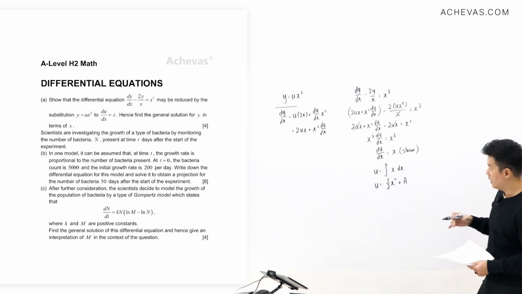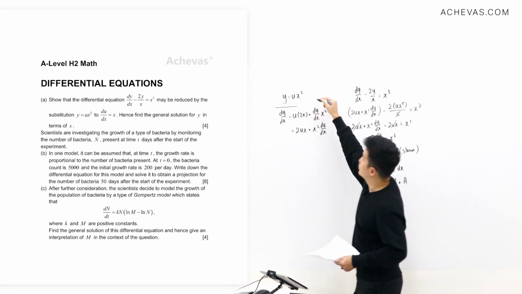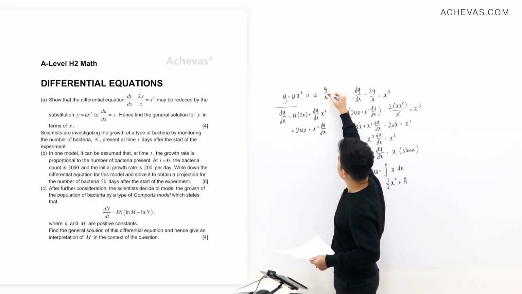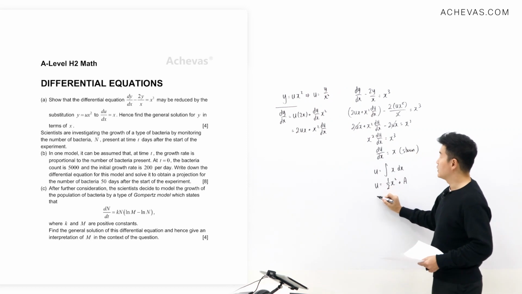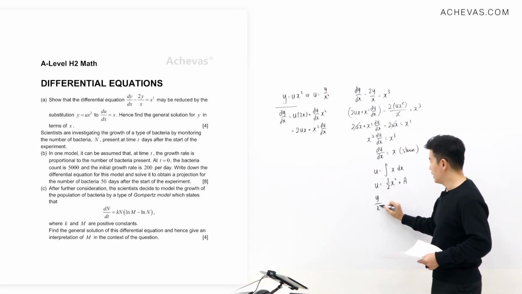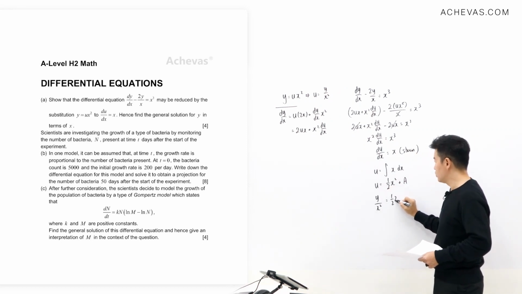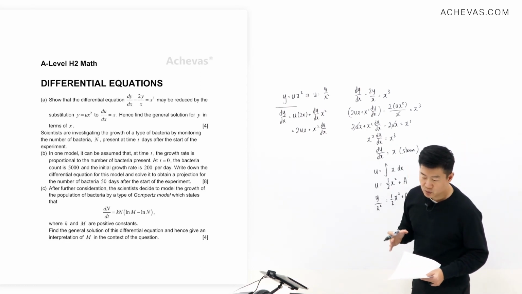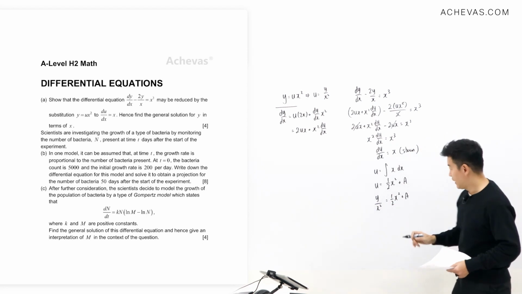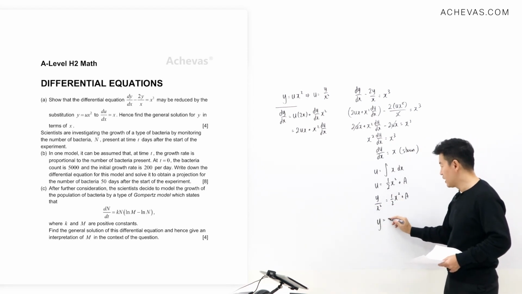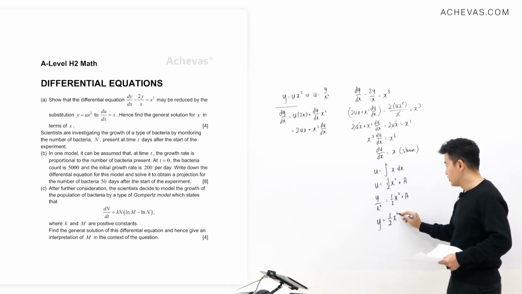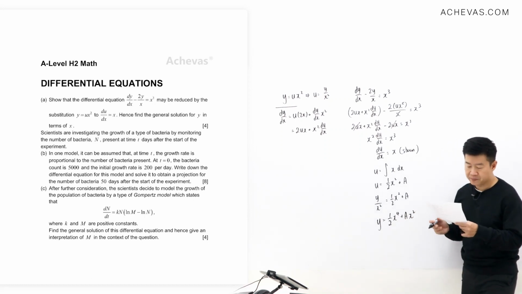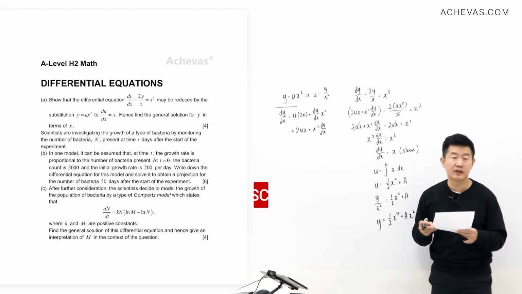I'm going to go for a. And what is u? u is given to us as y over x squared. So this u, let us replace it by y over x squared. This is 1 over 2 x squared plus a. And let's take a look at the question again. We are supposed to get y in terms of x. So let's make y the subject. So y is equal to 1 over 2 x to the power of 4 plus the arbitrary constant times x squared. This is part A of the question.